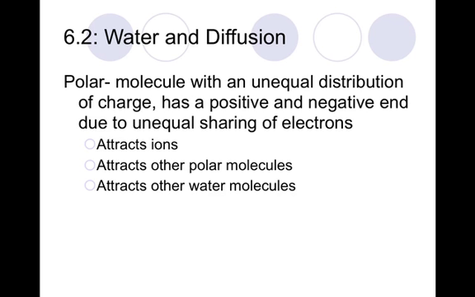Water is what we call a polar molecule, which means that they do not share their electrons equally. So it is a covalent bond because they do share their electrons, but they share them unequally. And because of that, they have a little bit of a charge to them. So it attracts other ions, attracts other polar molecules, and because it attracts other polar molecules, it attracts other water molecules.